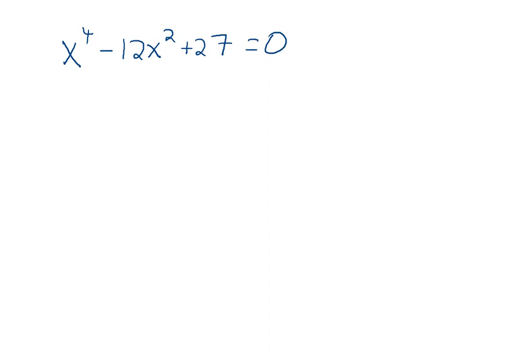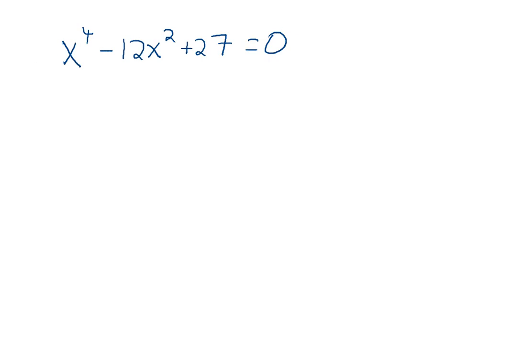All right, so we have x to the fourth power minus 12x squared plus 27 equals 0. You can see that this has a very quadratic-like structure. There's three terms, just like quadratic equations have, right? ax squared plus bx plus c. But this isn't technically quadratic because we have x to the fourth power instead of x to the second power. However, we can change it into a quadratic equation by replacing the x variable with a new variable in such a way that it comes out quadratic.